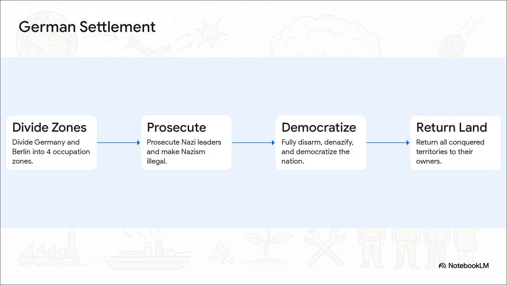So they divided both the country itself and the capital city of Berlin into 4 distinct occupation zones. They systematically prosecuted the former leadership, outright outlawed the Nazi Party, and enforced incredibly strict demilitarization and democratization. On top of that, the map was physically redrawn. All conquered territories were returned, and specific regions, like East Prussia, were handed over to Poland and the USSR.